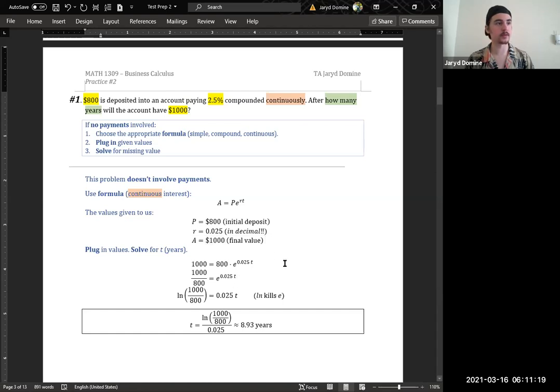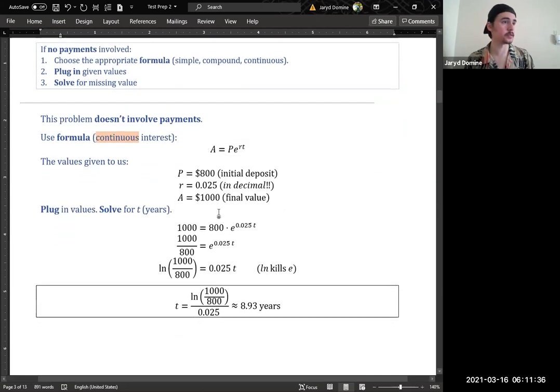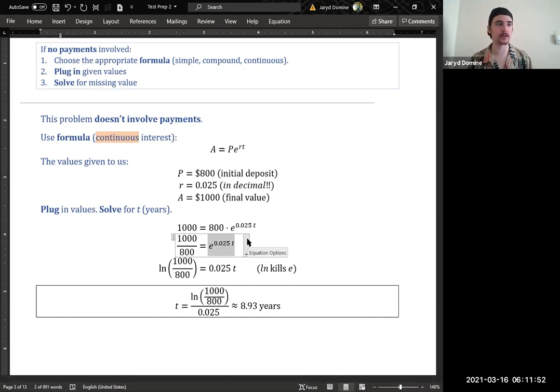Okay, so we have A equals Pe to the rt. We're given P, r, and A. Only thing left we have to find is t, up in this exponent here, if you can see that. Okay, so plug in the values. We have 1,000 and 0.025. Stick them all in. Now, we're going to divide both sides by 800. We're trying to get t by itself. That's how you solve for it.